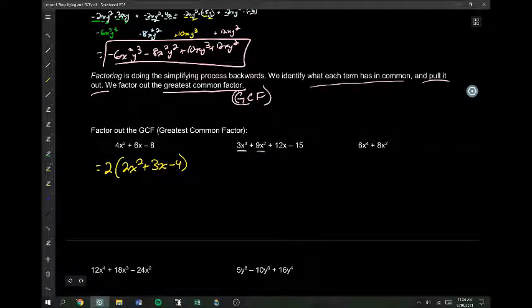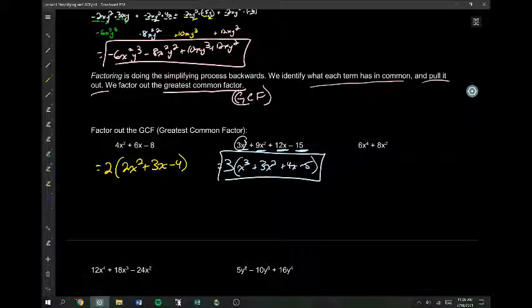I look at each of these terms, and I ask, what is a number that can divide all of them? Every single number can be divided by 3. So I'm going to divide them by 3, but I can't actually just do the division. I have to factor it. I'm going to pull a 3 out, and then each of these terms I divide by 3. So 3x to the third divided by 3 is just x to the third. 9x squared divided by 3 is 3x squared. 12x divided by 3 is 4x. Negative 15 divided by 3 is negative 5. This is the factored form of the expression.